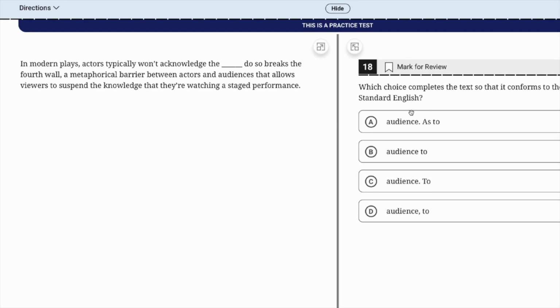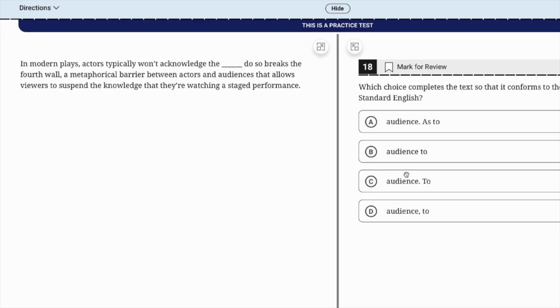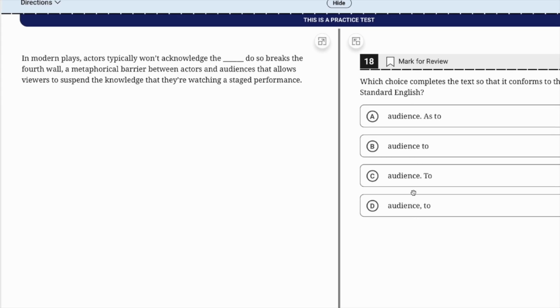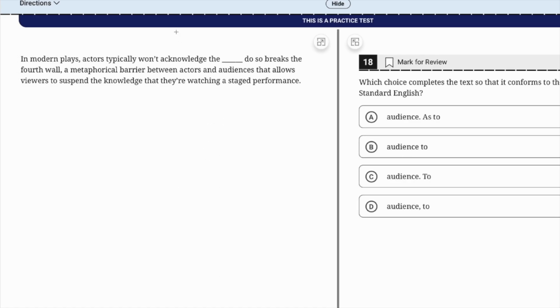Here we have another one that looks kind of like number 15 in that we've got a mix of what I'd call hard and soft punctuation. Hard meaning period, semicolon, or colon. Soft meaning either a comma or nothing. So we want to pay attention to how many independent clauses we have in the portion with the blank. So in modern plays, actors typically won't acknowledge the audience. So that is definitely an independent clause. And then to do so breaks the fourth wall. That's a second independent clause.